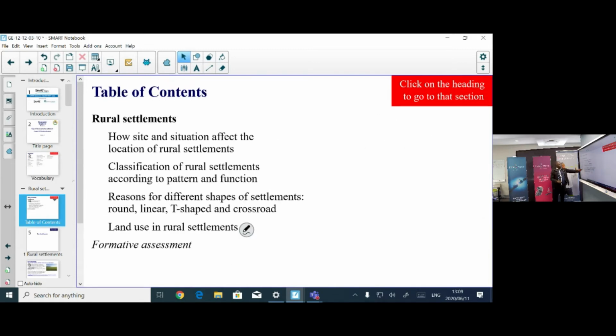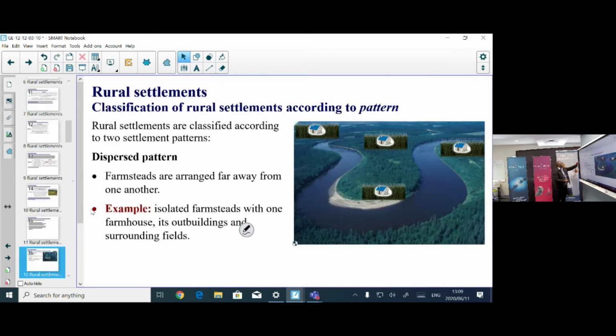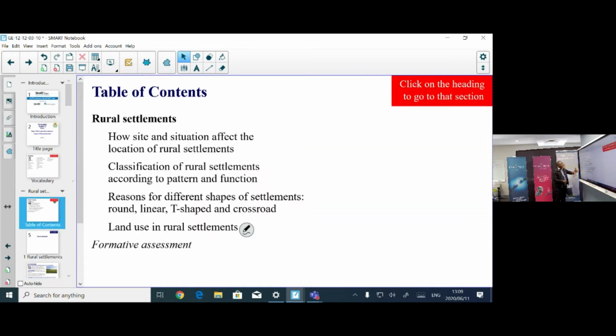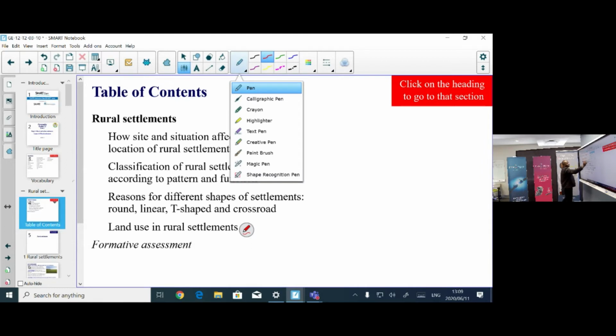Table of contents is here. We are looking at how site and situation affect the location of rural settlements. We're also looking at the classification of rural settlements. Just a moment. My board has taken me to the wrong page here. So classification of rural settlements according to pattern and function, reasons for different shapes of settlements, round, linear. Let me just use this to aid us understand what we are doing.